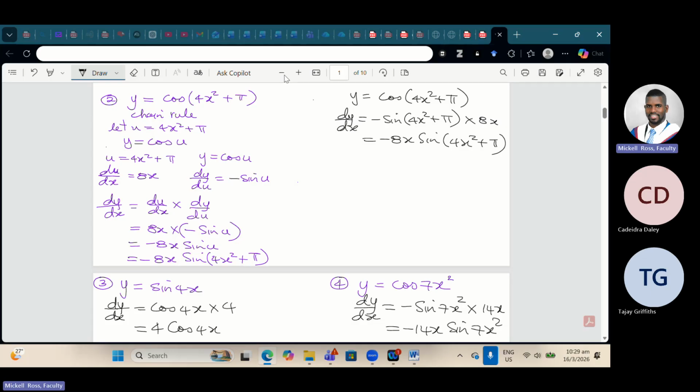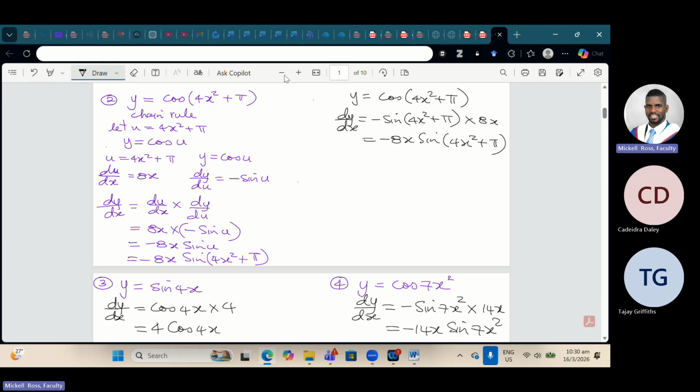All right, anything I need to clarify about question number 3 and 4? The one above, sir, the one in black. Yes.